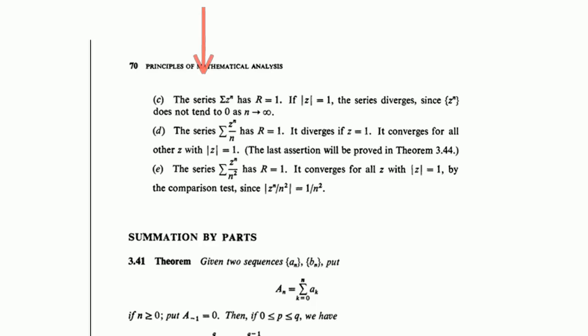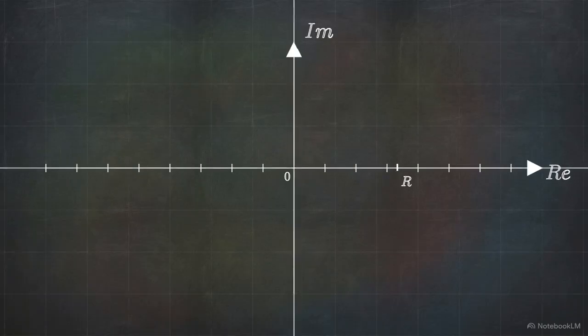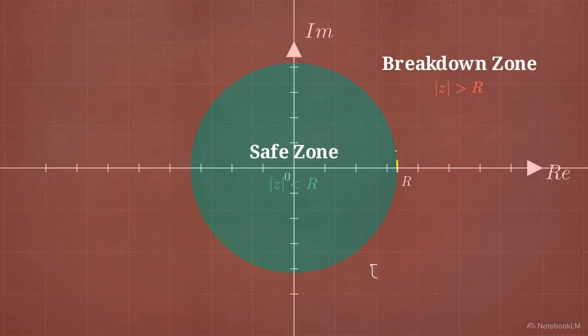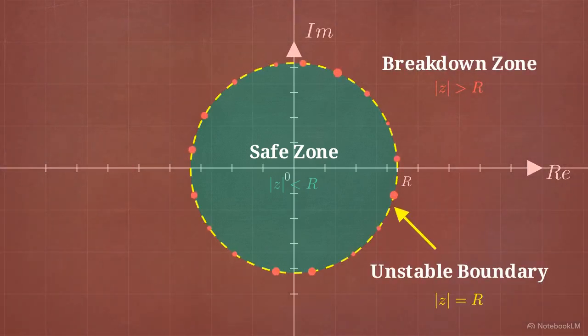Example 3.40c shows a baseline geometric series with a radius of 1. Plugging in an absolute value of 1 for z, the terms fail to trend toward 0, meaning the series diverges. Think of this visually. The green interior is safe. The red exterior breaks down, but that dashed yellow boundary line is highly unstable.